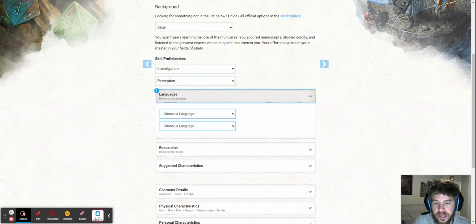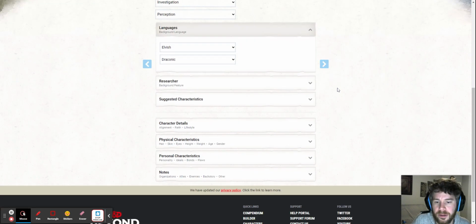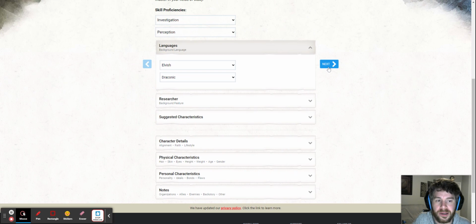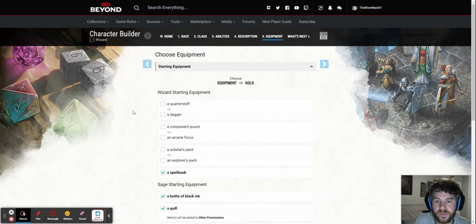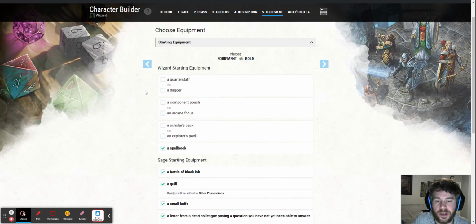So let's go with something like, I feel like Elvish makes a lot of sense. A lot of arcane texts would be in that. Maybe we go something like Draconic, right? Maybe there's some hidden lore in the Draconic sphere, and we want to go after that, right? Your starting equipment. A lot of times people just go with the equipment or the gold. Let's go with the equipment so we can talk about what we're going to make.